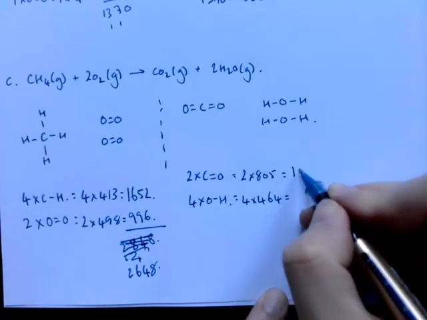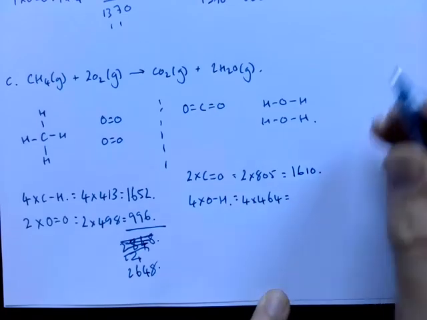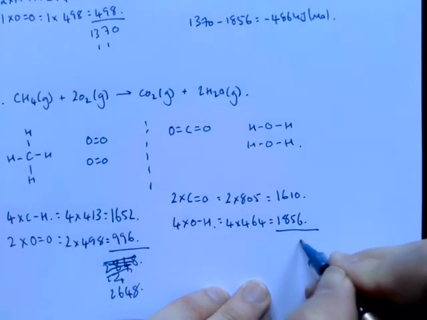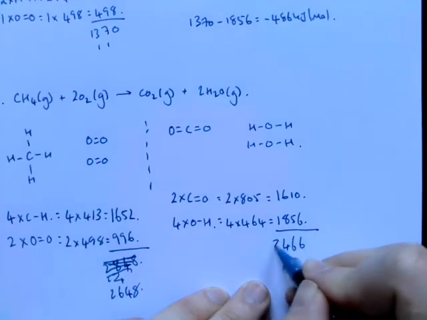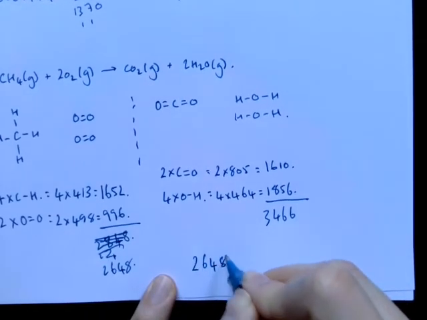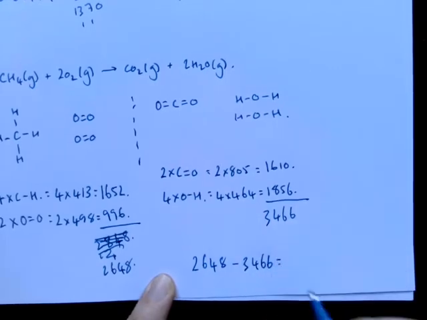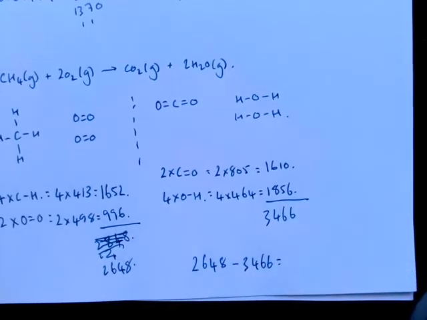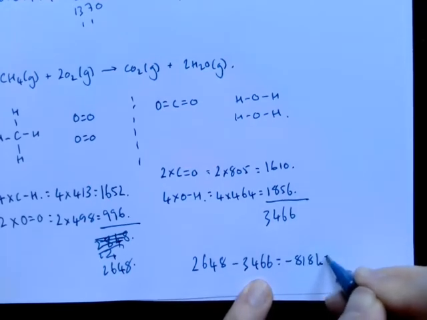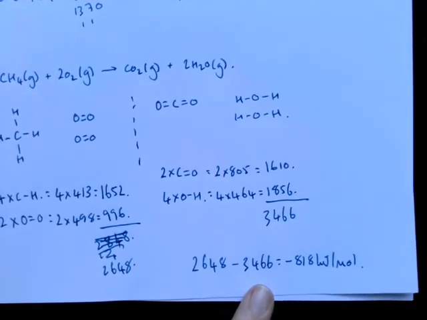2 times 805 is 1610. And 4 times 464 is, well, we did that up here. So that's 1856. So the total is 3466. Right. So if I do 2648 minus 3466, I have to use my calculator for this. It's minus 818 kilojoules per mole. So it was a large negative number, as I thought it would be. All right.